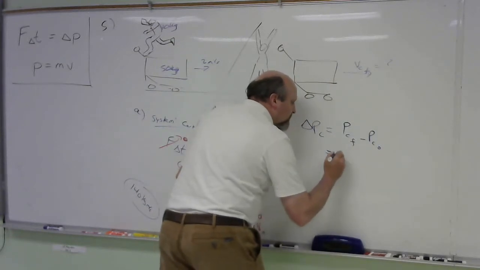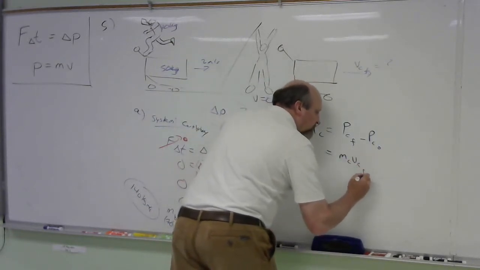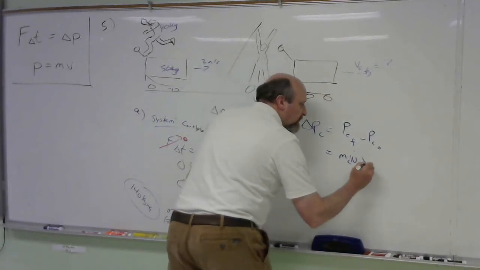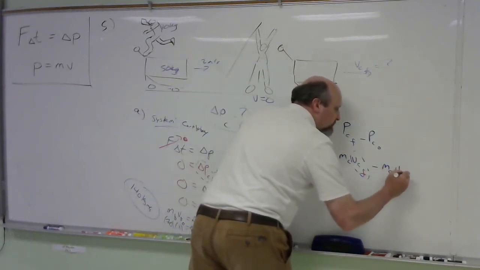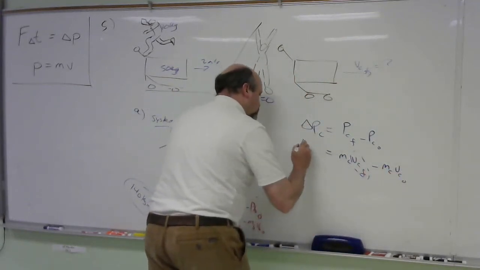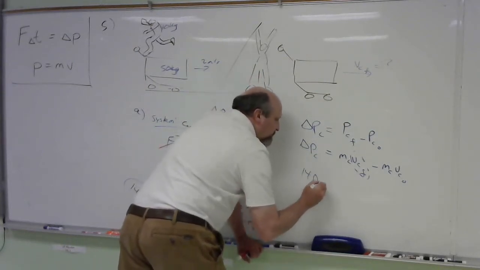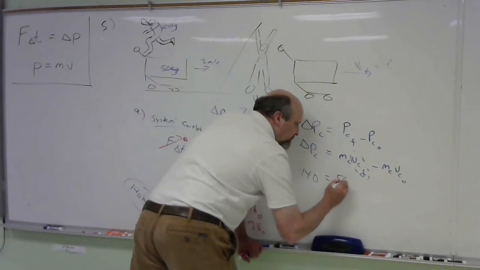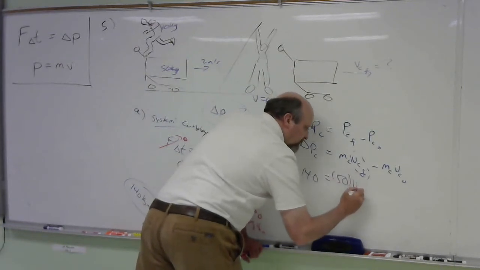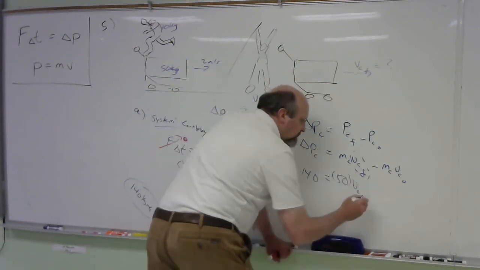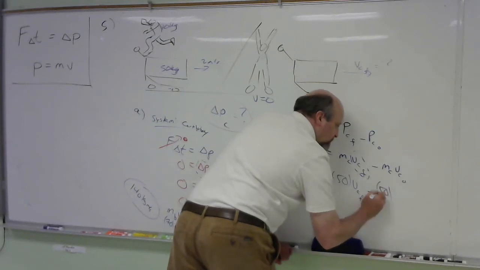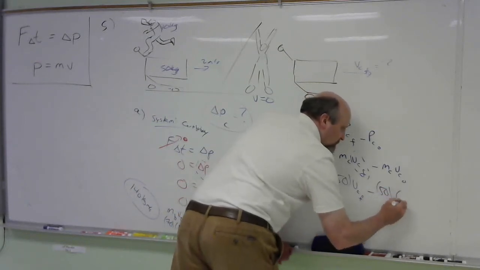The momentum of the cart at the end, that's going to be mass of the cart, velocity of the cart at the end, which is what we're trying to find, minus mass of the cart, velocity of the cart at the start. And so you say, yeah, change in momentum of the cart, we know that's a positive 140. Mass of the cart is 50. The final velocity of the cart, that is what we're trying to find, minus mass of the cart times the initial velocity of the cart.